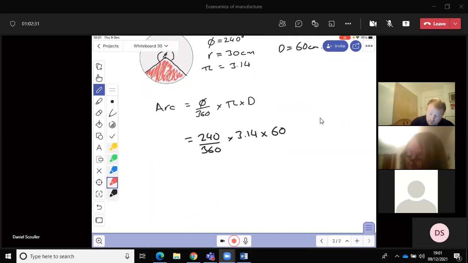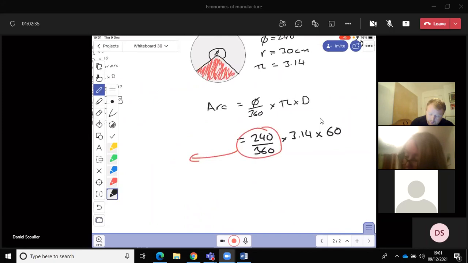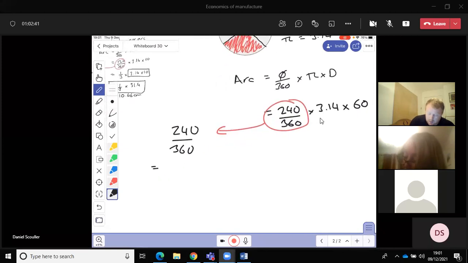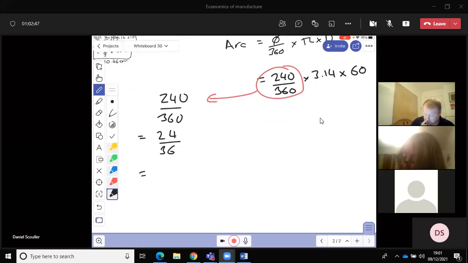Take this to one side, let's tidy that up. 240 divided by 360. Take away the zeros, 24 over 36. What goes into 24 and goes into 36? An obvious one is 12, so it's 2/3. We can put that back in.